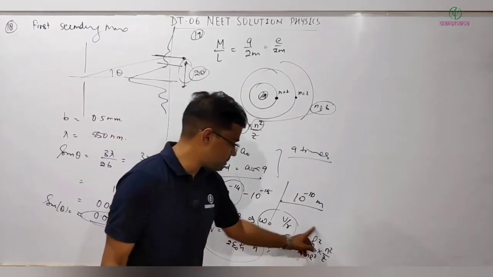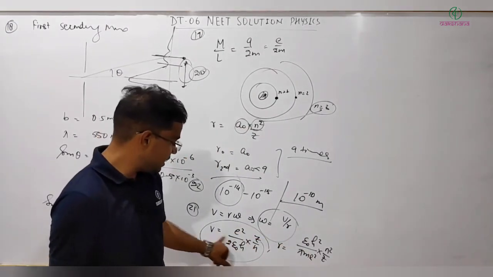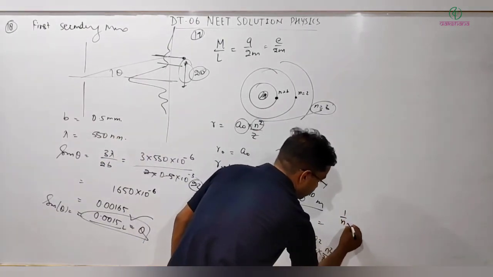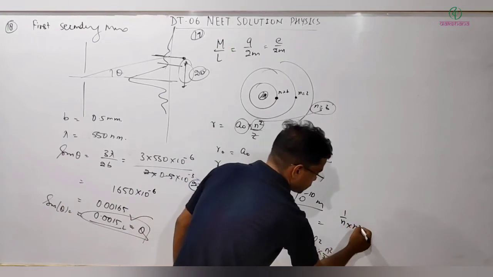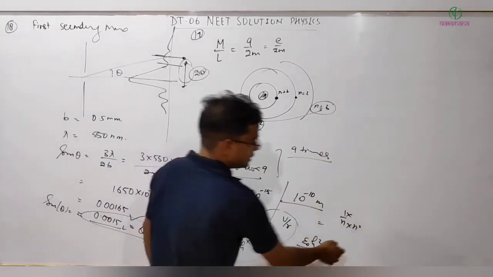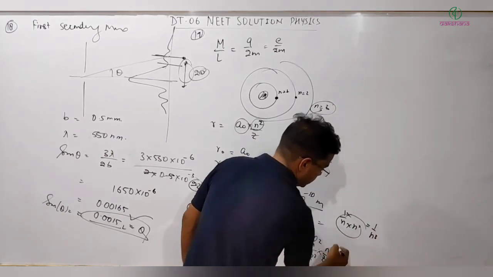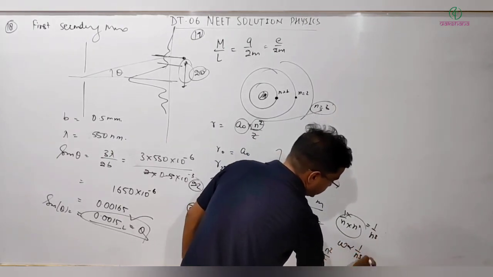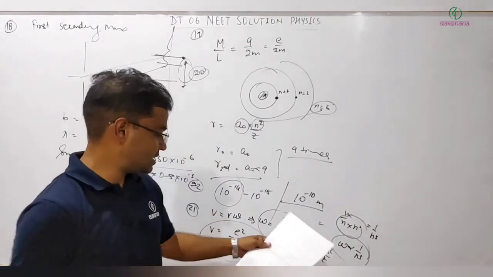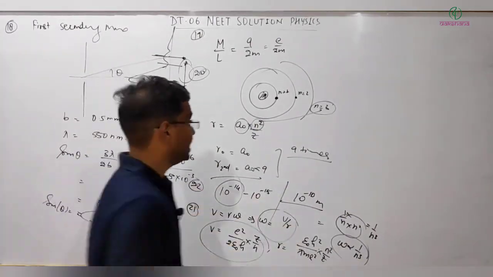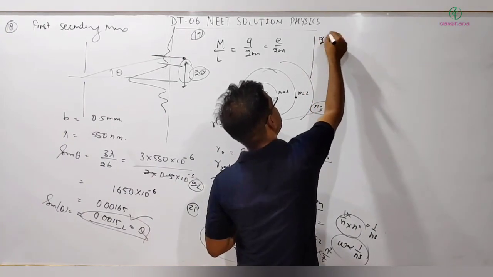You can just forget about the constant part. So v by r will be 1 by n multiplied by 1 by n square, giving 1 by n cube. So omega is directly proportional to 1 by n cube, and that matches with option number 4 for question number 21. That was 22. Now question number 23.